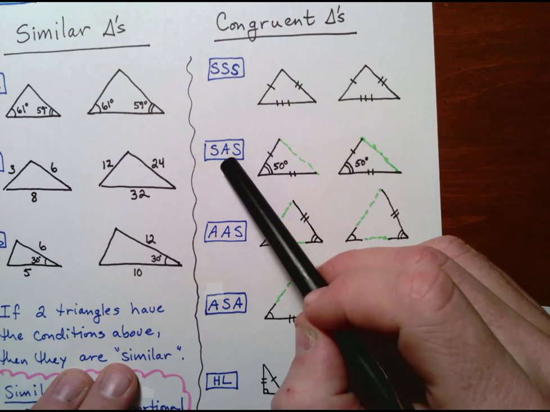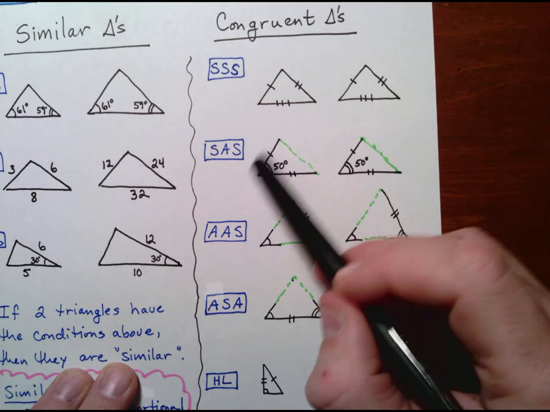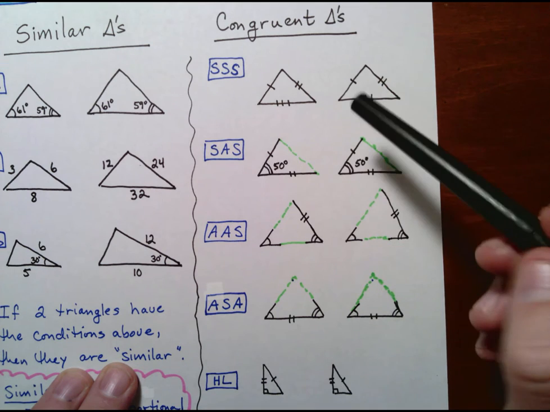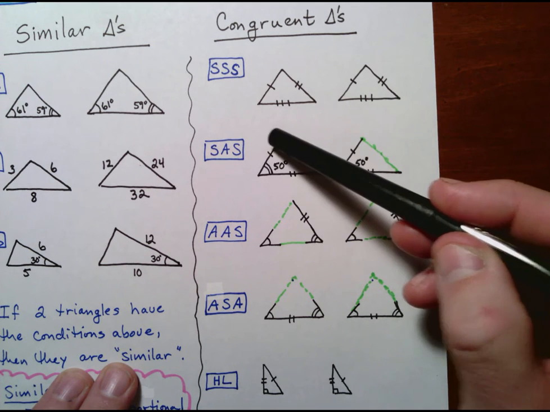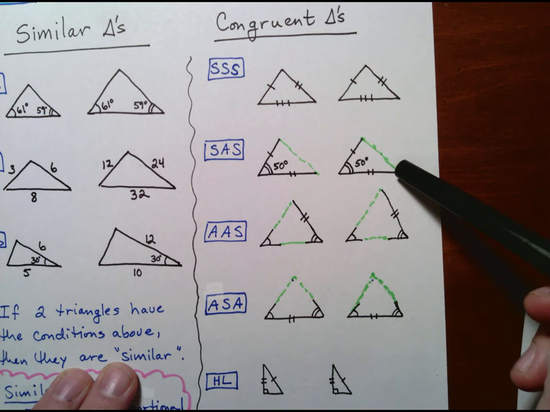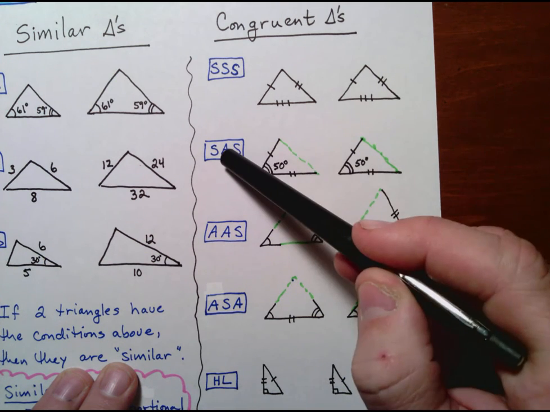To explain side angle side, though, if I had 2 sides that were the same measure and the angle between them the same, you can think of it this way. You'd only be able to connect these dots in one way, and it would be the same exact distance on both triangles. So therefore, these would have to also be congruent with side angle side.